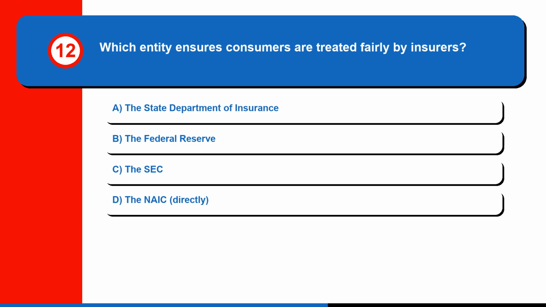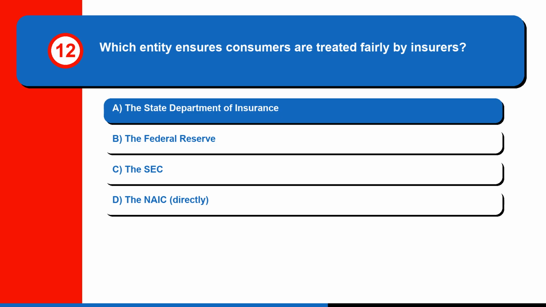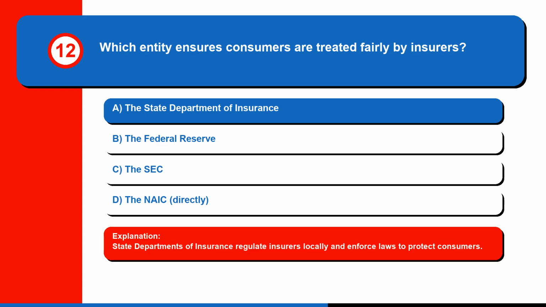Question 12. Which entity ensures consumers are treated fairly by insurers? A. The State Department of Insurance. B. The Federal Reserve. C. The SEC. Or D. The NAIC, directly? The correct answer is A. The State Department of Insurance. State departments of insurance regulate insurers locally and enforce laws to protect consumers.